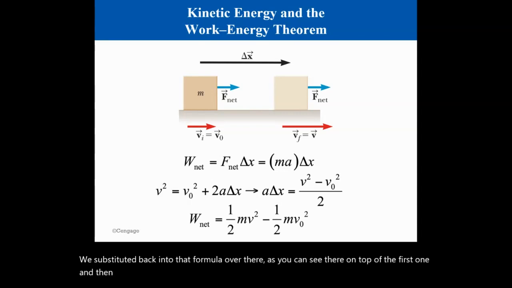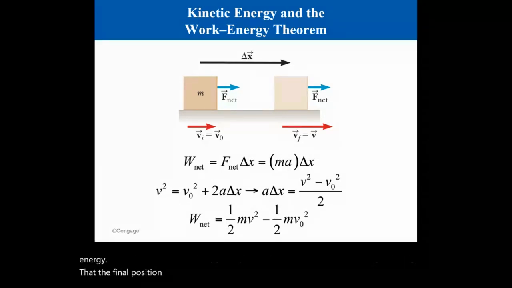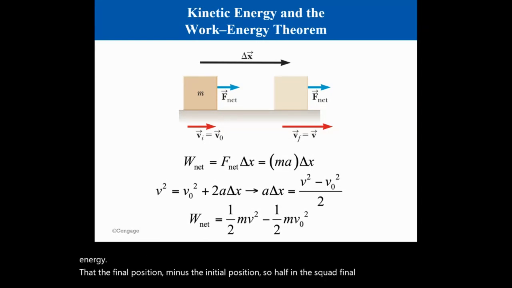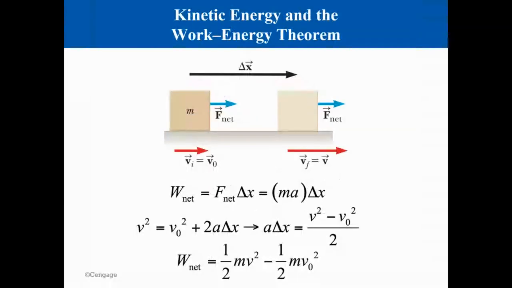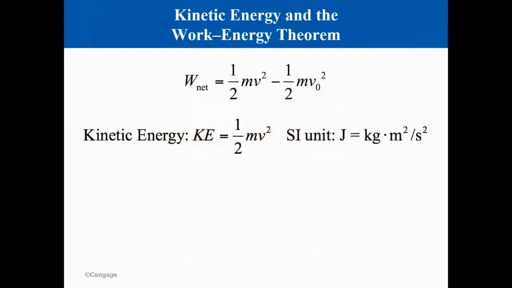And then eventually we find out the work formula now has become the kinetic energy at the final position minus the initial position. So half mv squared final minus half mv squared initial. Right, so that's that over there. It's fairly straightforward. We're familiar with the concept of kinetic energy anyway. It's the energy which your body has when it moves. The unit obviously is joules.